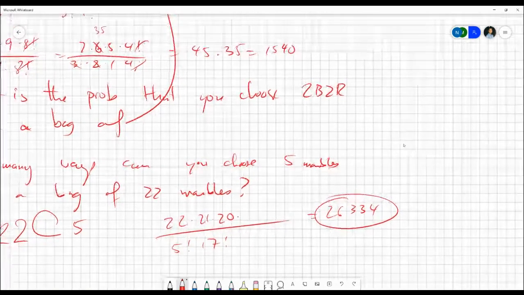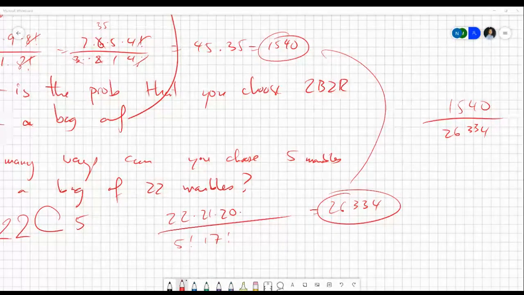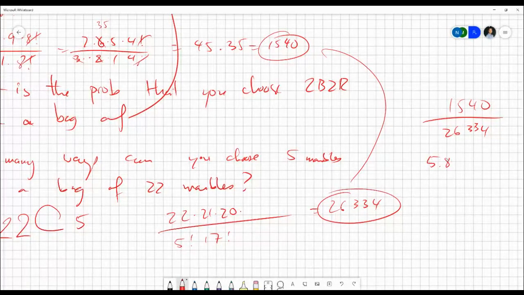That's your denominator, and this would be your numerator. Put them together. So 1540 divided by 26,334. So that will give you the probability. I see the process. So that gives you a 5.8% chance of picking exactly 2 blue and 3 red marbles. So not very good, but still it's not 0.